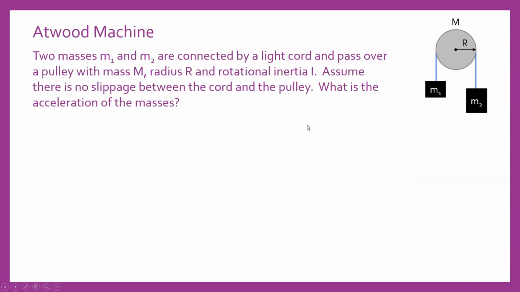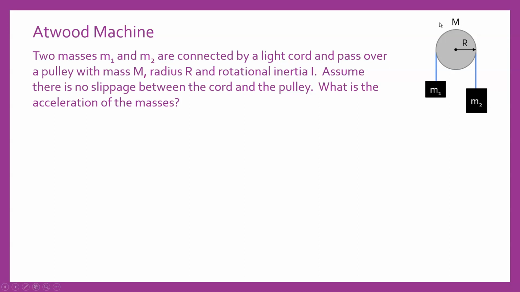And let's look at an Atwood machine. So we have two masses, M1 and M2. They're connected by a light cord. That means we're not going to have to account for the mass of the cord. And they pass over a pulley with mass M and radius R.